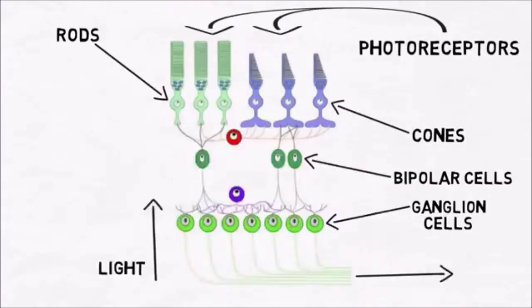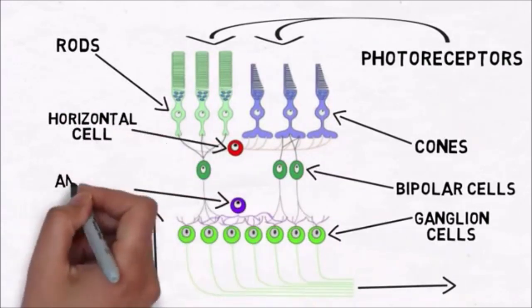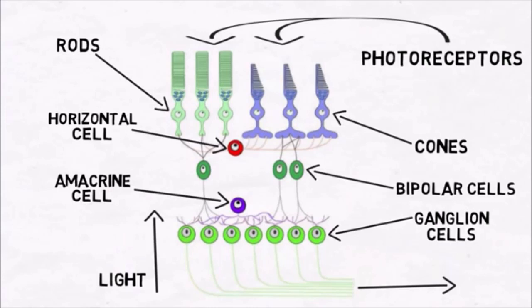Now there are two more types of cells, the horizontal cells and the amacrine cells. Horizontal cells receive stimulus from various cones, and signals from horizontal cells go to the bipolar cells, and from bipolar cells they are taken up by the amacrine cells, and from amacrine cells they go to the ganglion cells.